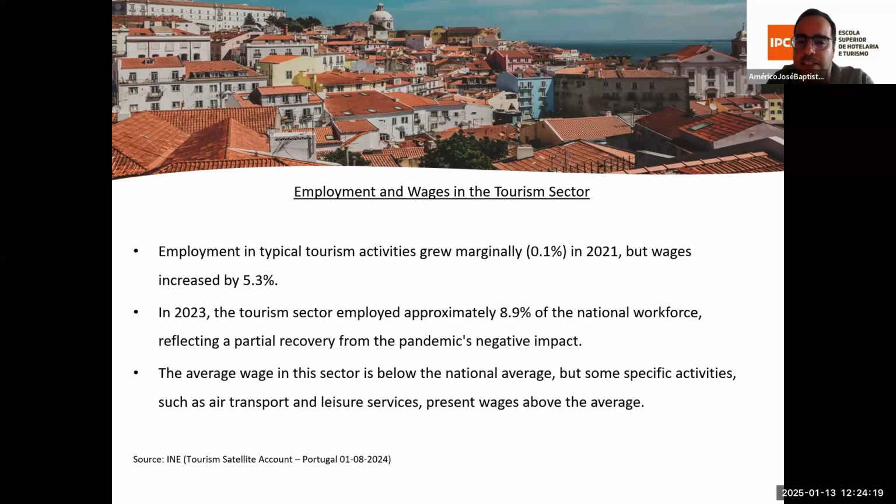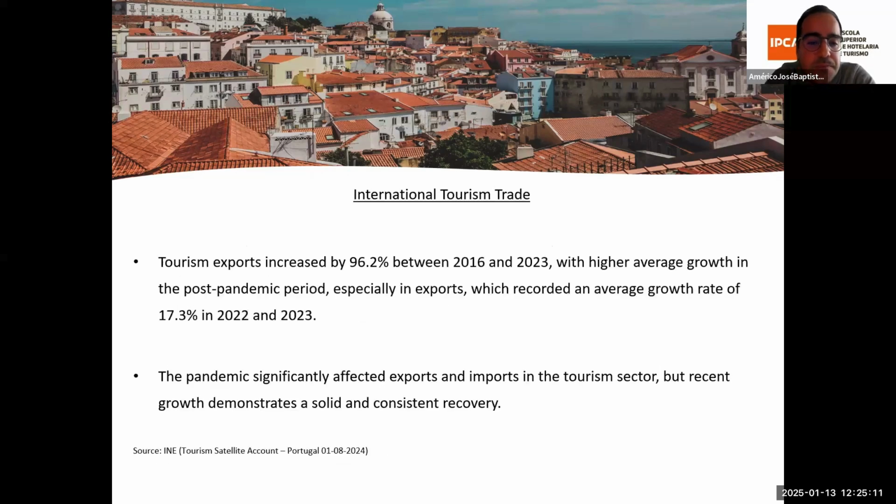Employment and wages in the tourism sector. Employment in typical tourism activities grew marginally, 0.1% in 2021, but wages increased by 5%. In 2023, the tourism sector employed approximately 9% of the national workforce, reflecting a partial recovery from the pandemic's negative impact. The average wage in this sector is below the national average, but some specific activities, such as air transport and leisure services, present wages above the average.